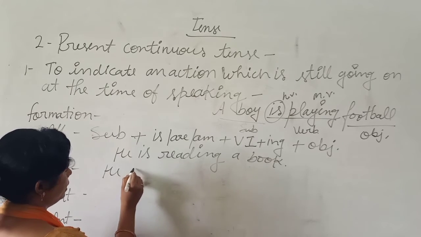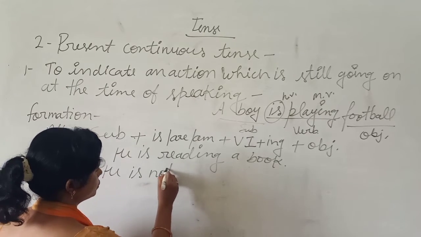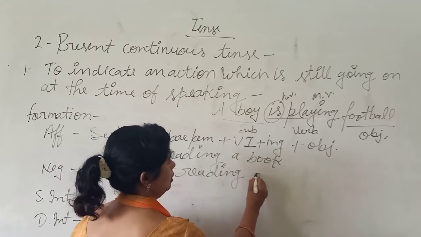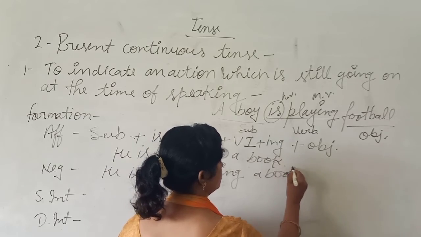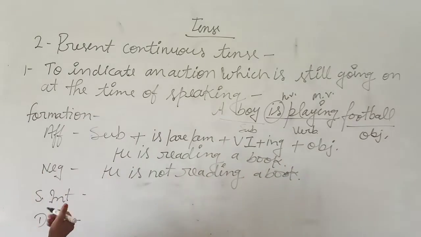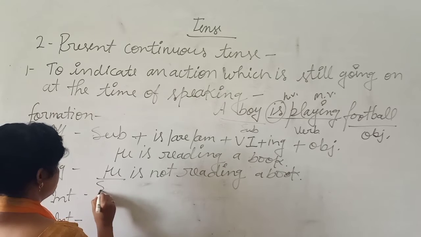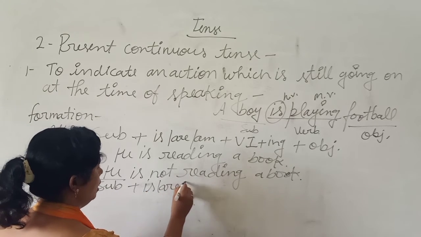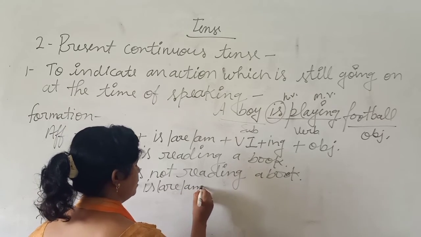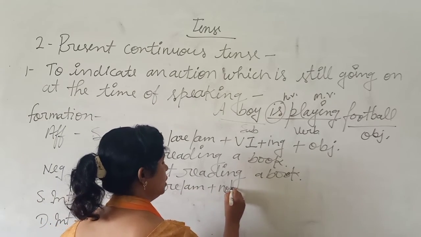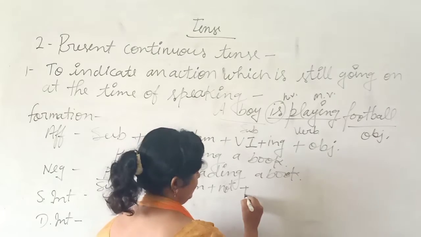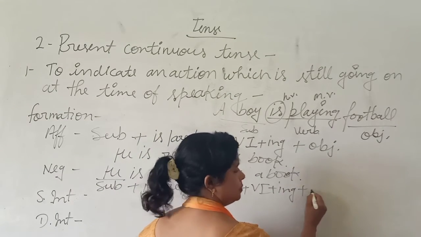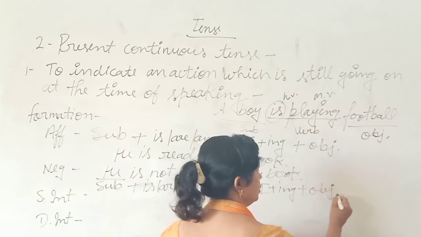So what will it be? He is not reading a book. Now the rule, whatever we have: subject plus is, are, am plus not, because it's a negative sentence, then verb's first form plus ing plus object.